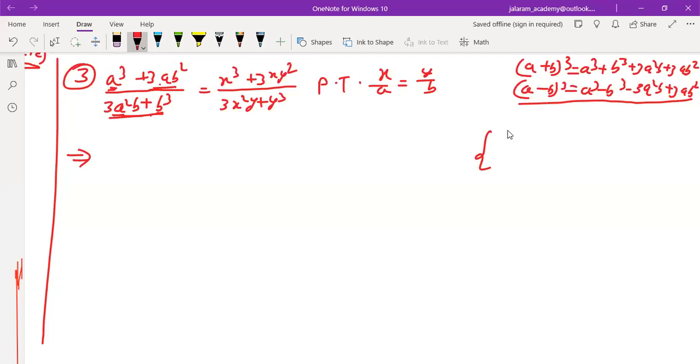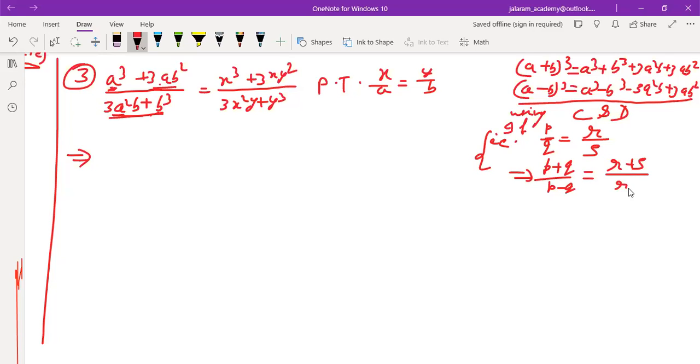So if a by b equals c by d, we first write using componendo and dividendo. That is, if in place of a by b, as a and b are in the question, x and y are also in the question. If we write, if p by q equals r by s, it implies p plus q upon p minus q equals r plus s over r minus s. Now p plus q means p is a cube plus 3ab square, and q is 3a square b plus b cube.